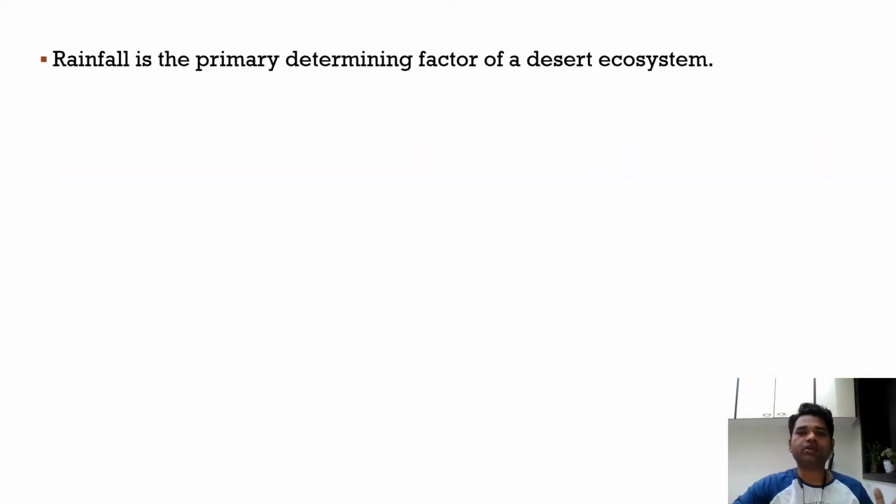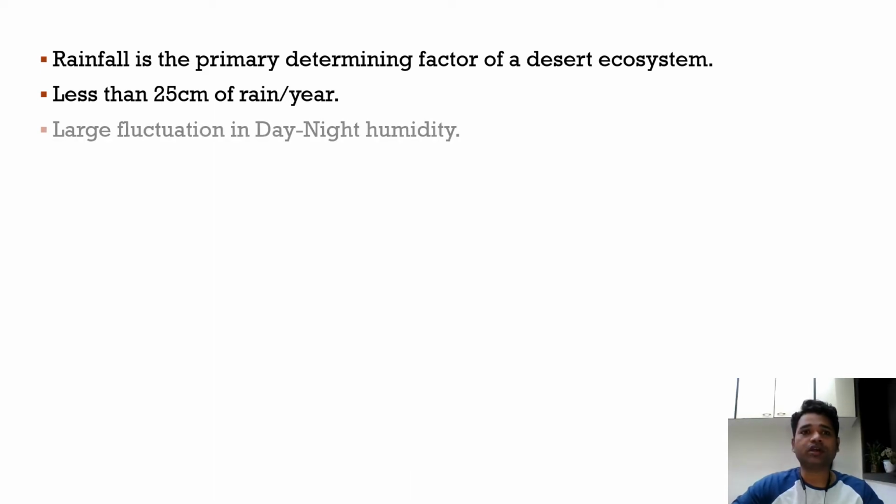Now, when we talk about the desert ecosystem, primarily the most determining factor will be the rainfall. Rainfall in any desert ecosystem is very scanty, very low. The rainfall is less than 25 centimeters per year. So if there's less rainfall, obviously there's going to be less vegetation, and the atmosphere will be dry and arid, and the temperature fluctuation is very high, because in the daytime the temperature is very high and at night it goes very low.